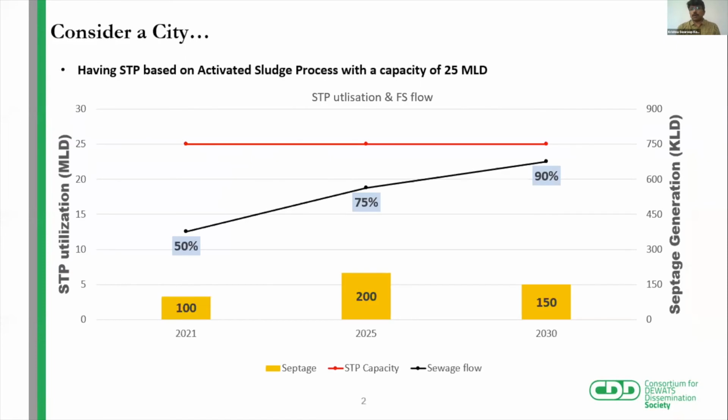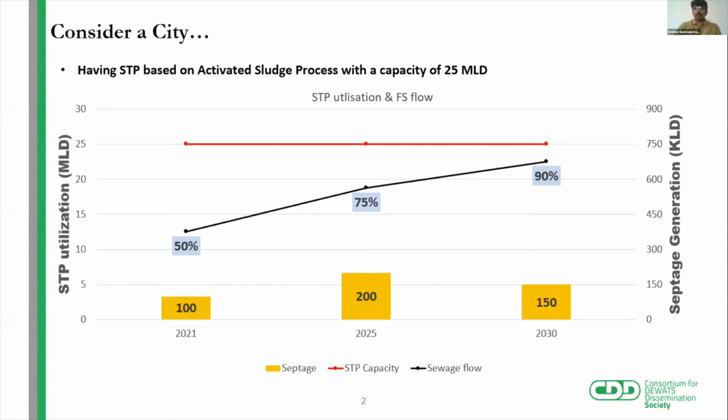Now, what's the scenario like? We are working with this scenario that right now in 2021, if you look at the left part of the graph, we are talking about utilization of the STP. Right now the STP is 50% utilized, that is, operating at 12.5 MLD. By 2025, it will move to 75% utilization, and by 2030, it goes up to 90% utilization.